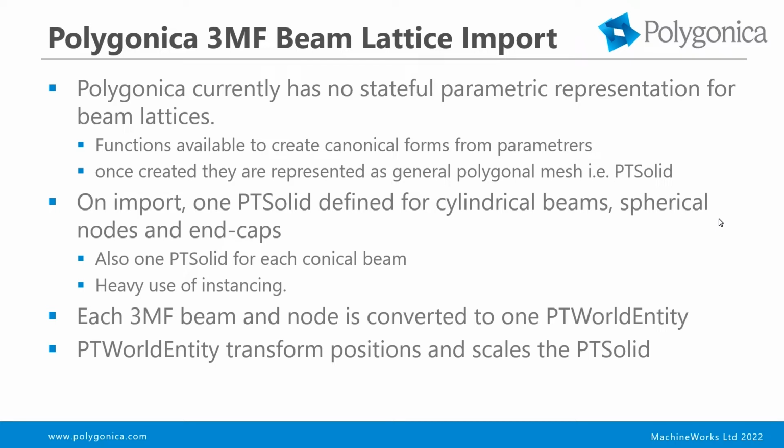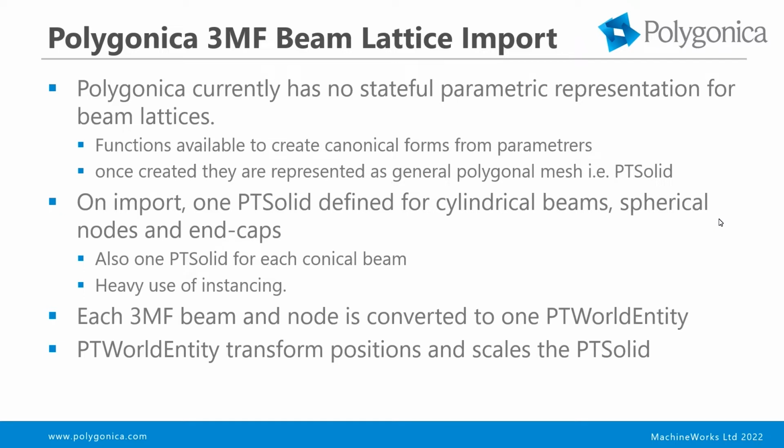The 3MF import code creates a minimal set of meshes, or PT solids, that are required to represent these conical shapes. Then each actual beam or node is represented as a PT world entity. Think of a world entity as an instance of a mesh with its own transform and colors, etc. In particular, the import code uses anisotropic scaling to grow and stretch the instance mesh so it is the desired shape. This heavy use of instancing means memory is saved until you want to convert the implicit lattice to a full explicit lattice structure.